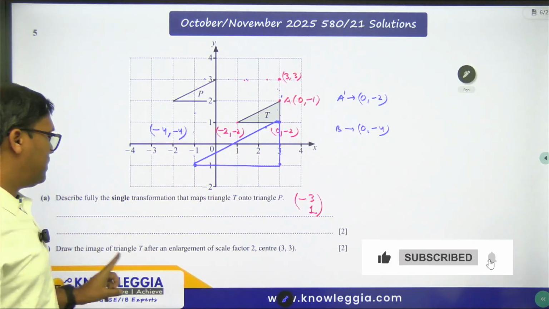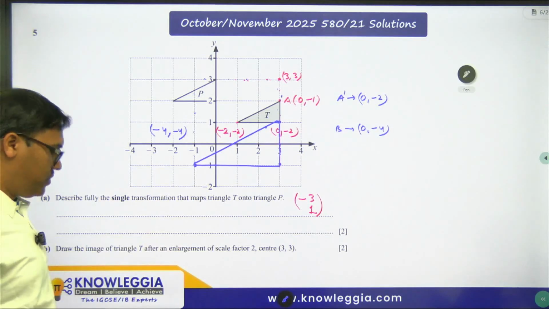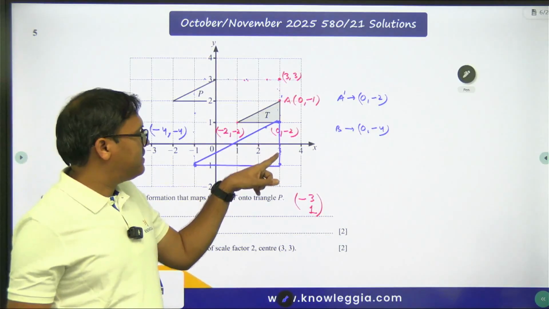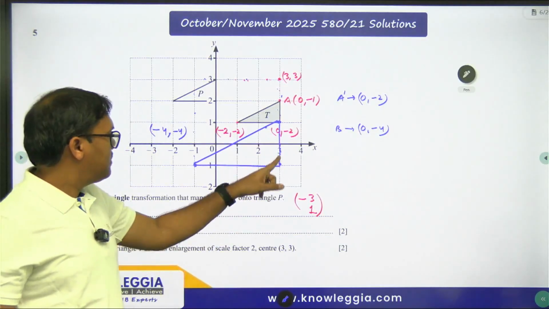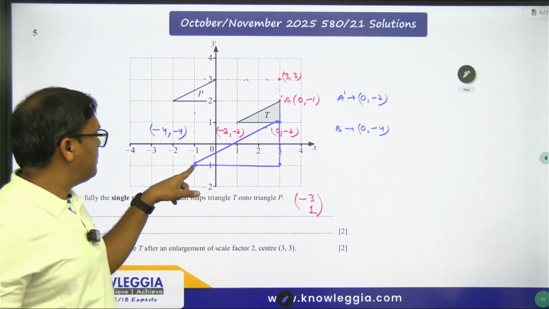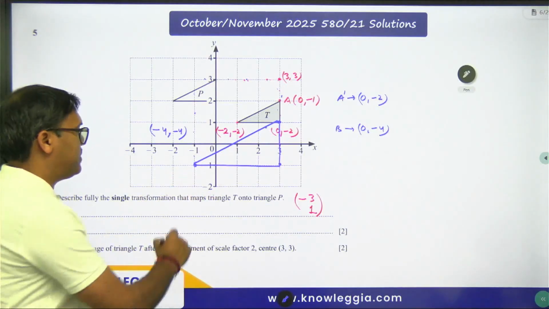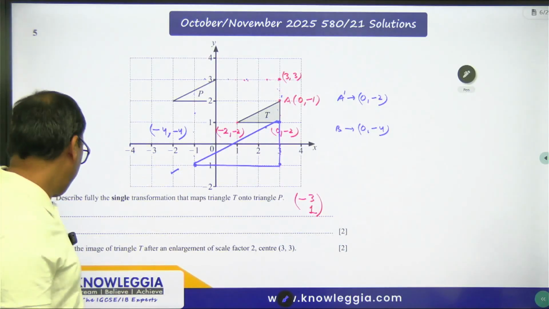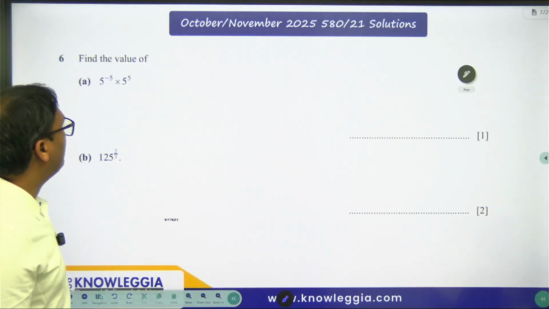After enlargement, this is the image. Okay, so this is how you can solve this question. If you check this answer, the vertices are 3, 1, then 3, minus 1, and this point is minus 1, minus 1. This is the correct answer. This is how you can solve the questions of enlargement. Okay. Now let's move to the next question.